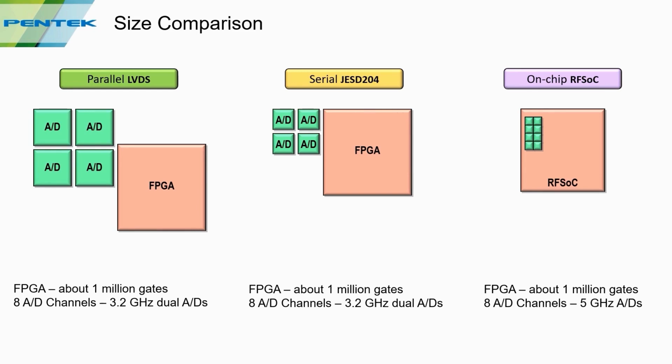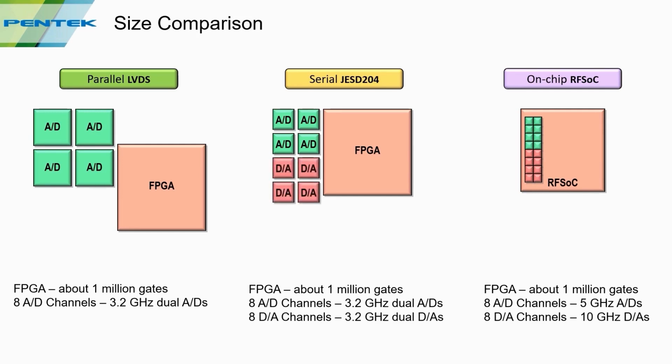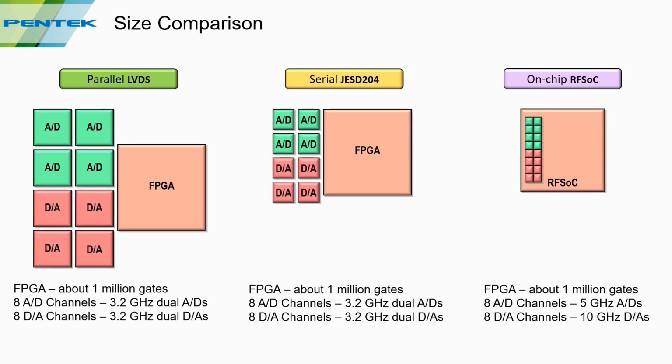So if I go back to the RFSoC, I have 8 10 gigahertz D to A's, but again, they're on chip, so it's the same footprint. For the serial system, I have, again, dual 3.2 gigahertz D to A's, so I add 4 more bodies there. And for parallel, I also have dual 3.2 gigahertz D to A's, so I can add 4 bodies there.